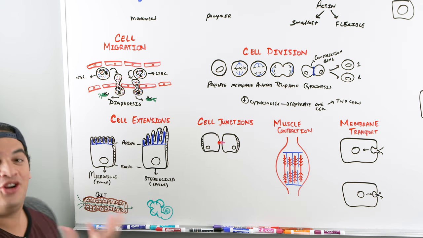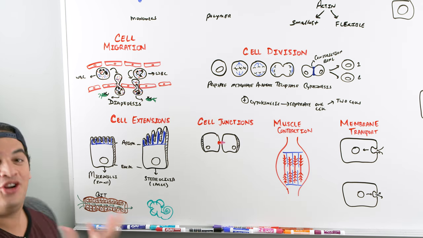Based upon the name, it's the middle child. I'm literally gonna write it down. It's the middle child, okay? So it's not the smallest, it's not the biggest. But I will say it's probably the most resilient, or the most tough out of all of these types of cytoskeletal elements. So it's a super strong, tough, resilient type of protein.